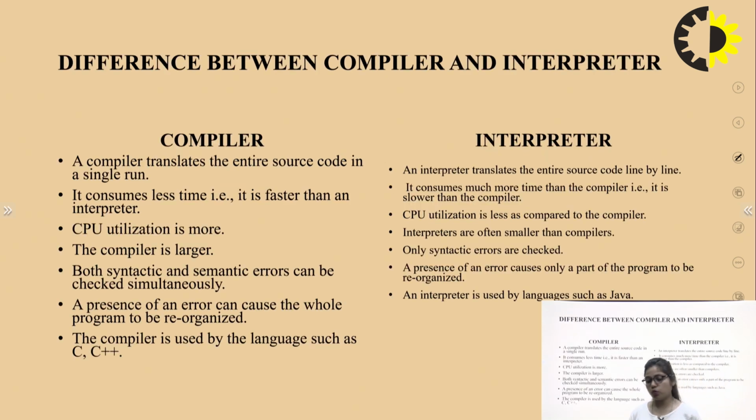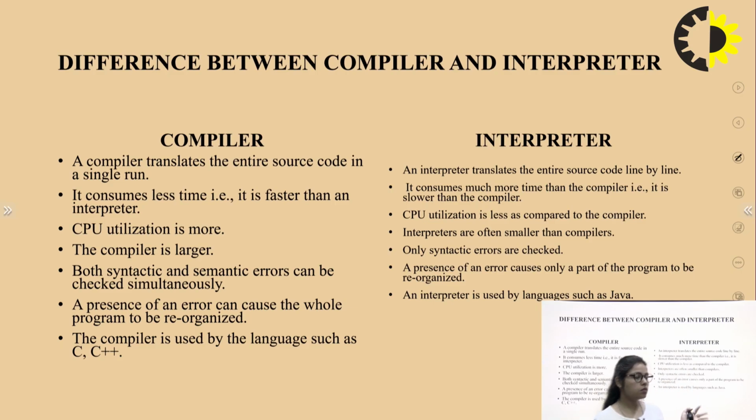Now, the most important thing: what is the difference between a compiler and an interpreter? A compiler translates the entire source code in a single run, whereas an interpreter translates the source code line by line. A compiler consumes less time, that is, it is faster than an interpreter. An interpreter consumes much more time than the compiler, that is, it is slower. CPU utilization is more in a compiler, but in an interpreter, CPU utilization is less compared to the compiler.